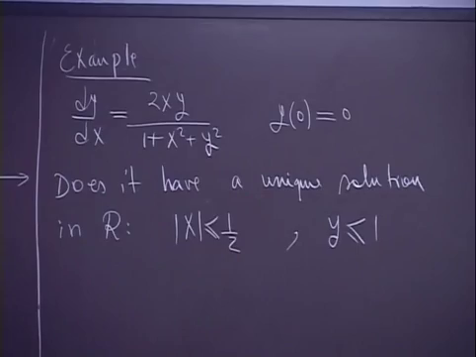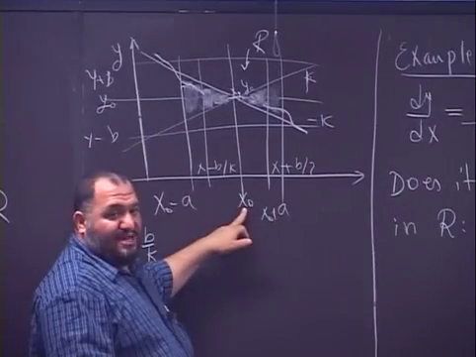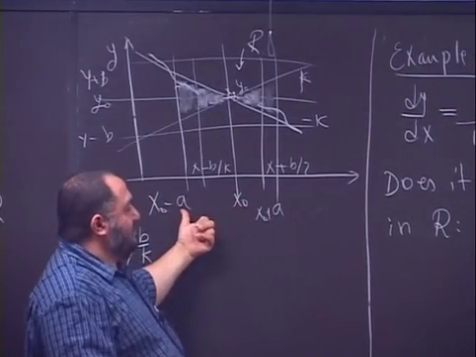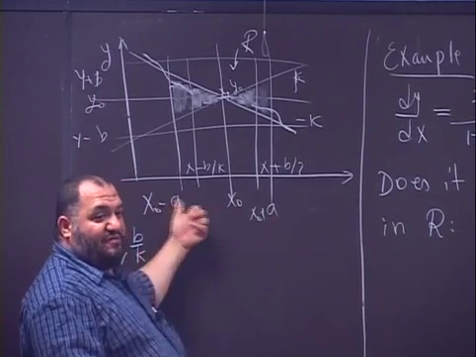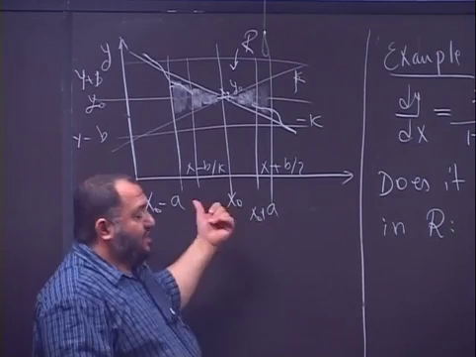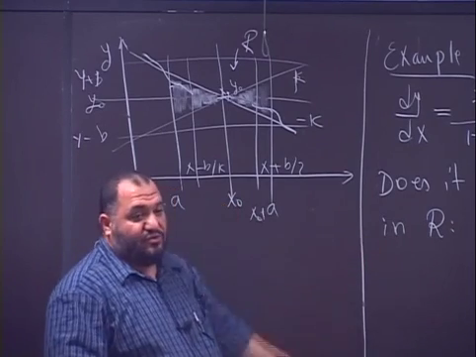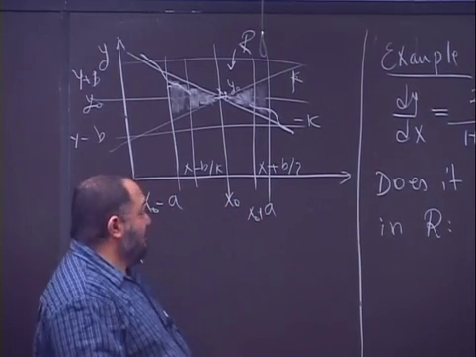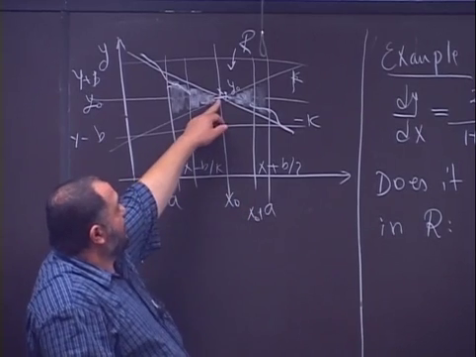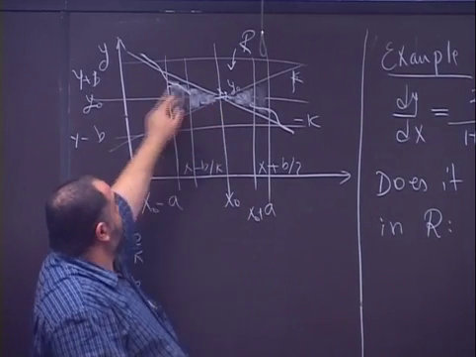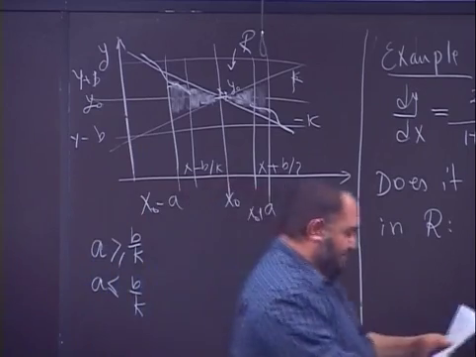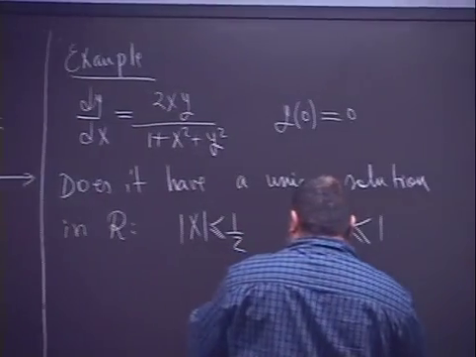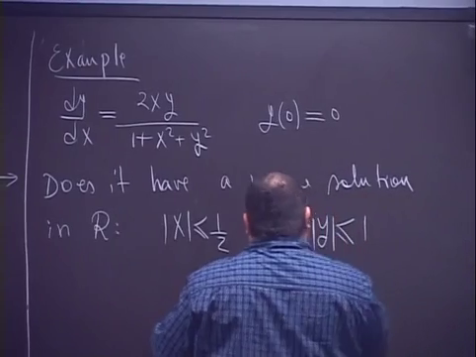So you are centered around x naught equal to 0, and A is equal to 1 half. So x minus 1 half and x plus 1 half. If you take the absolute value, this will give you the absolute value of x less than or equal to half. And y is less than or equal to 1 and minus 1. This is the absolute value of y, of course.